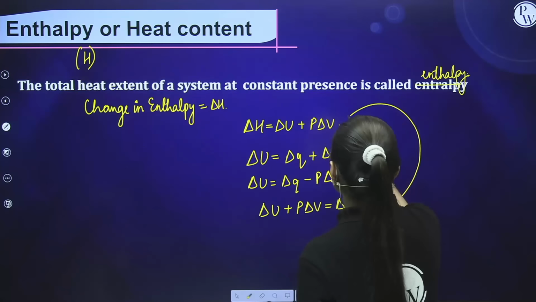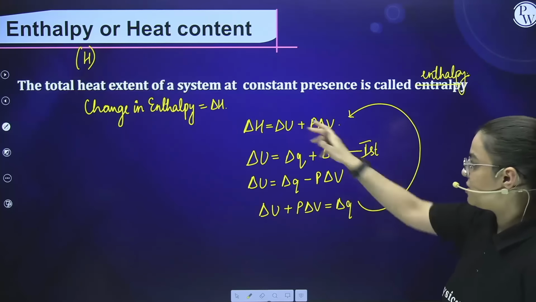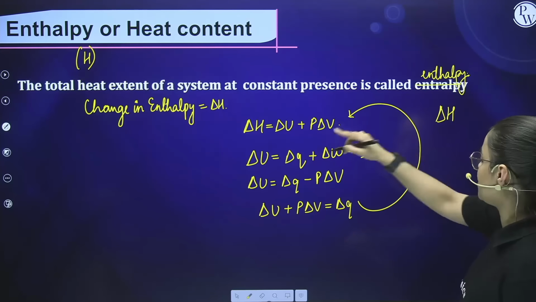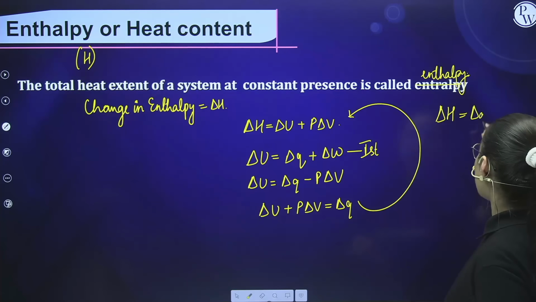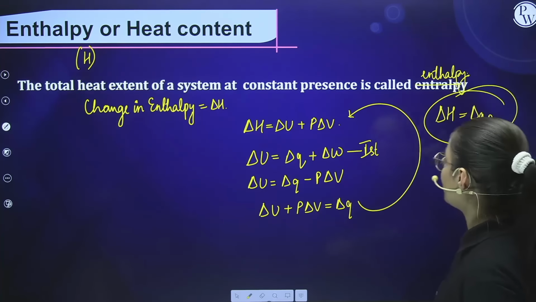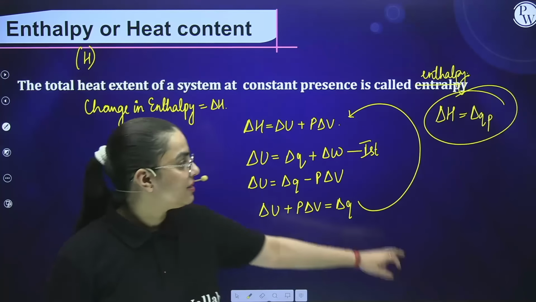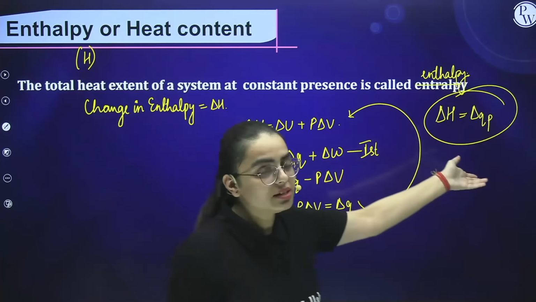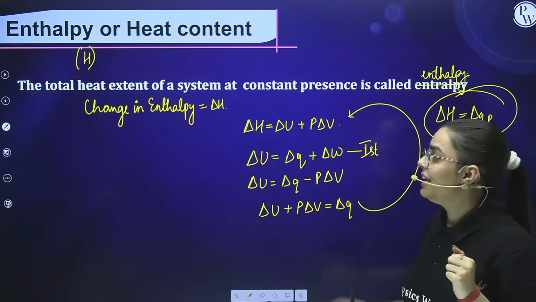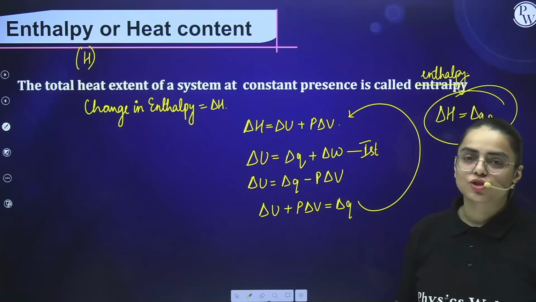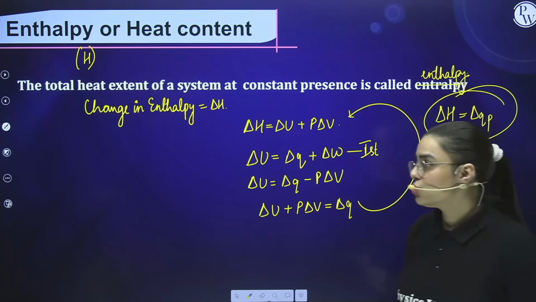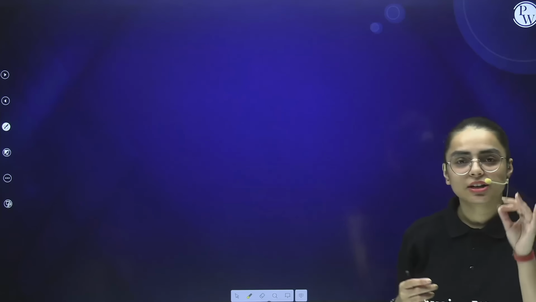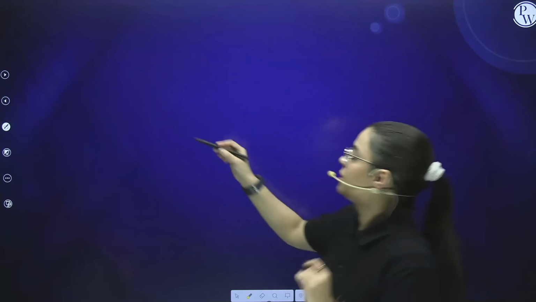Now, can I replace this over here? When I replace this, what I get is delta H equals delta Q at constant pressure. So this is the definition for the enthalpy, the heat change at constant pressure. Is it clear to you? Heat content of a system at constant pressure is enthalpy of the system. Now students, moving to the next part of the enthalpy topic, the relationship between delta H and delta Q.